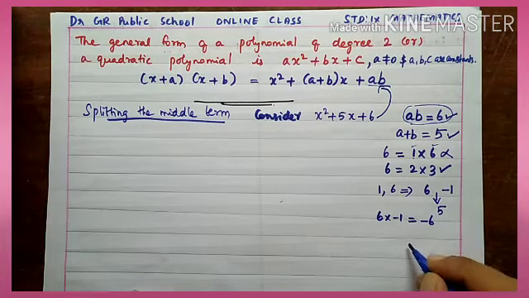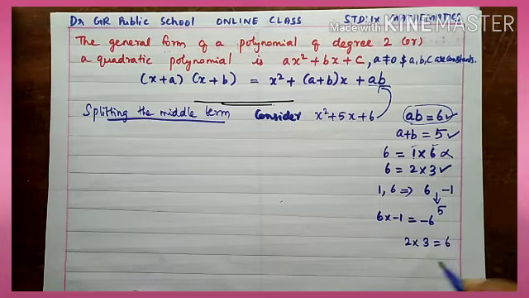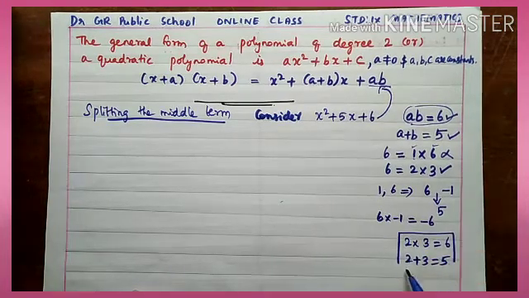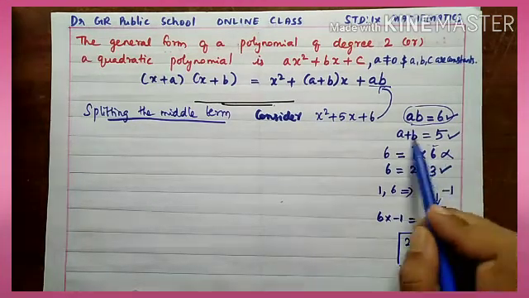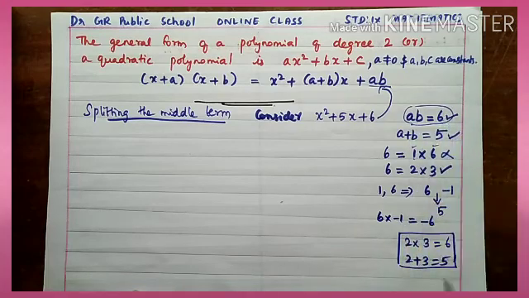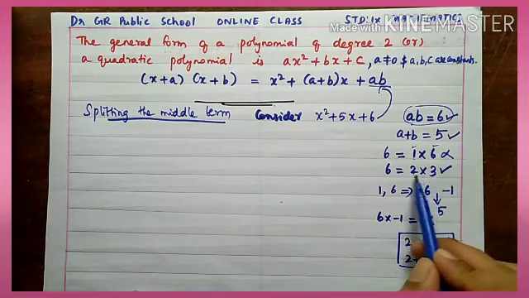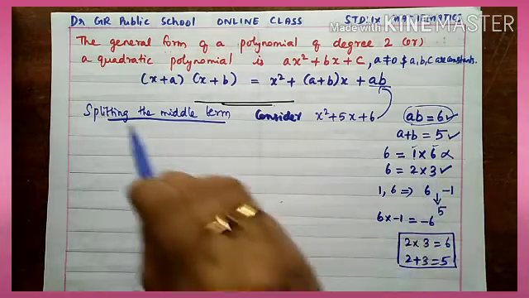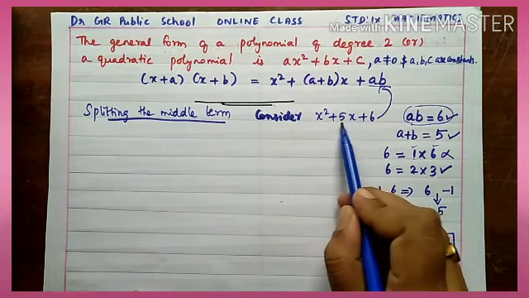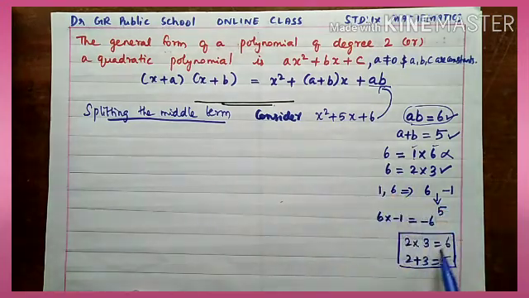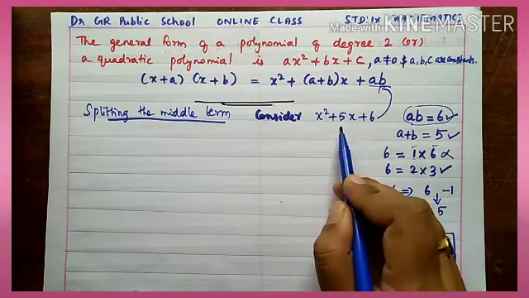Yes, because 2 into 3 is 6 and 2 plus 3 is 5. So this is more suitable. Okay, so to get the sum 5 and to get the product 6, what are the two numbers suitable? 2 and 3. Now using these 2 and 3, we are going to do the split the middle term method. Who is the middle term here? 5x. So using these two numbers, we are going to split this term.